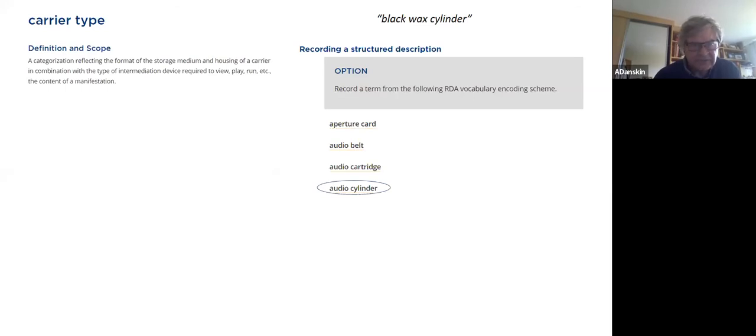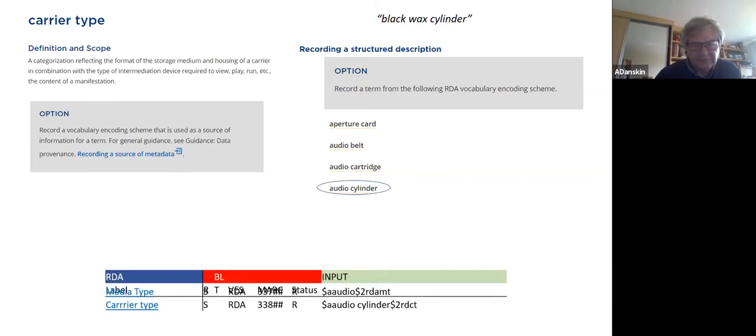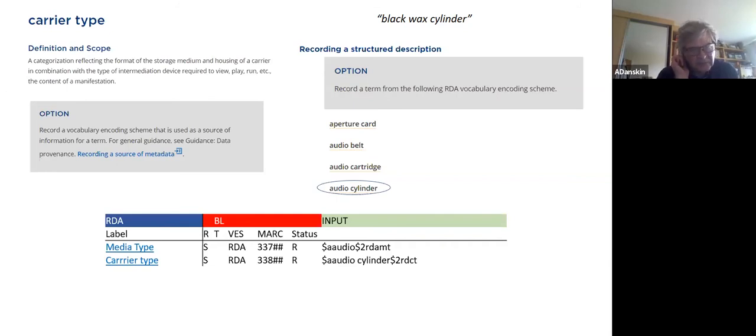So we can find an appropriate term in RDA, which is audio cylinder. And we need to record a vocabulary encoding scheme that identifies where we got that term. So that's what I've done here. I've recorded the carrier type as audio cylinder, and I've added the $2 with the RDA registry reference, which is slightly different from the reference that's used more conventionally in MARC. This is the official one. And as I was doing that, I also recorded the media type, because the British Library requires media type to be recorded explicitly.